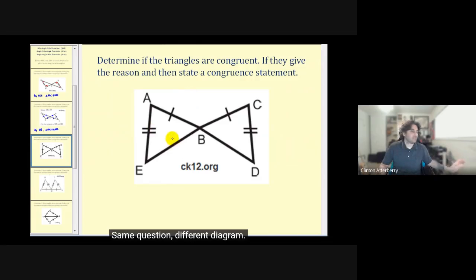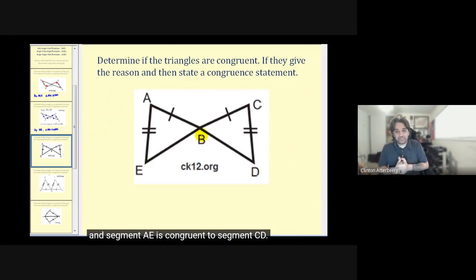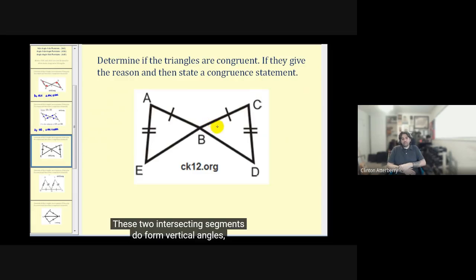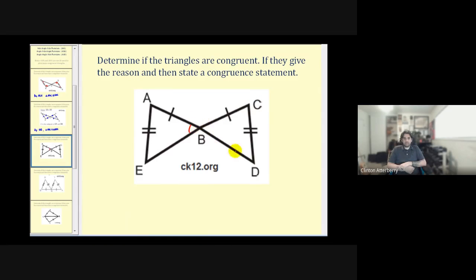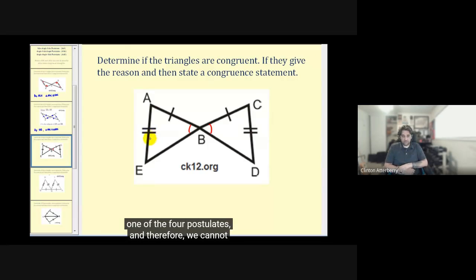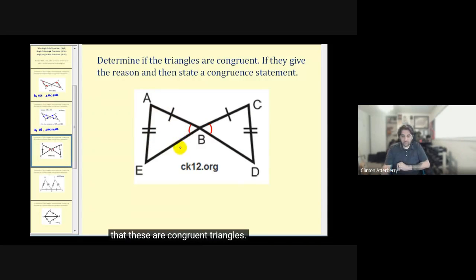Same question, different diagram. Notice the only information we're given here is segment AB is congruent to segment BC, and segment AE is congruent to segment CD. Now these two intersecting segments do form vertical angles, so we could conclude that angle ABE is congruent to angle CBD, but notice we have side, angle, side, or angle, side, which does not fit one of the four postulates, and therefore we cannot conclude that these are congruent triangles. So by the given information, we cannot conclude that these are congruent triangles.